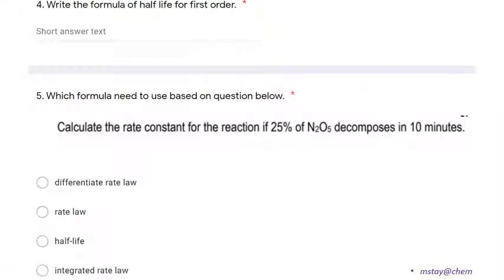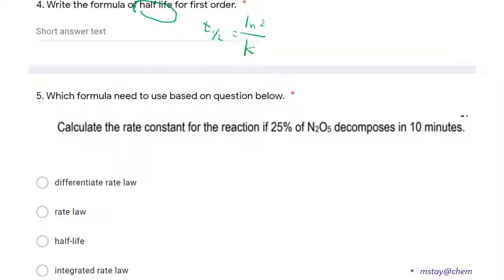Next, the question asks what is the formula of the half-life for first order. Again, just want to remind you all, you need to remember the formula for the half-life for first and second order. So half-life for first order is ln 2 over k.